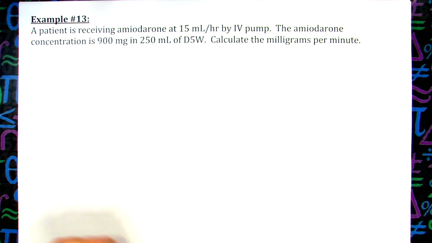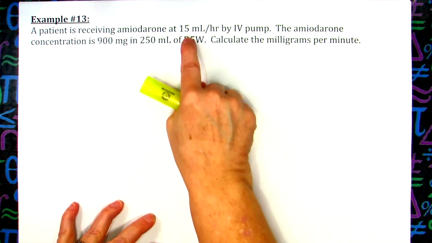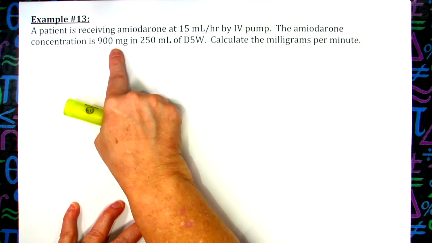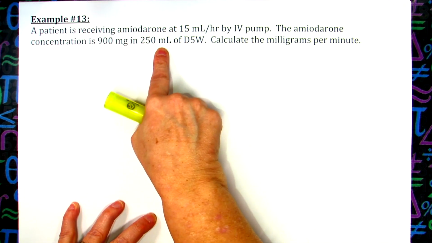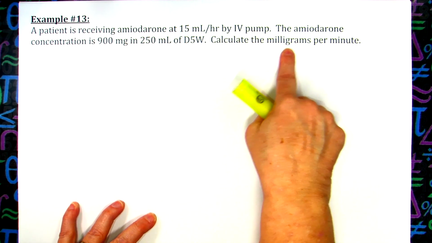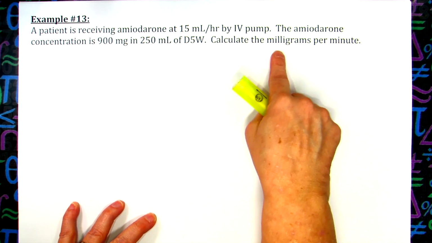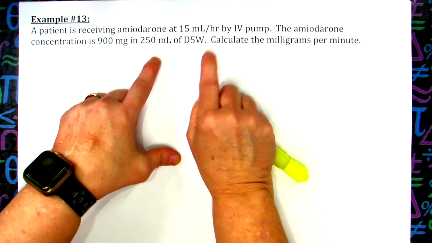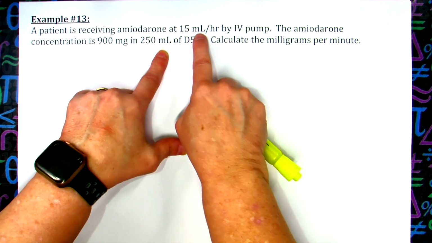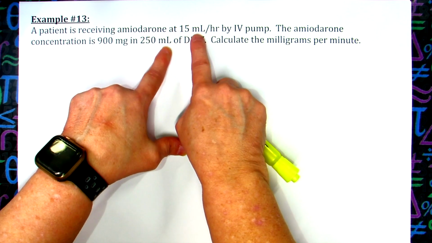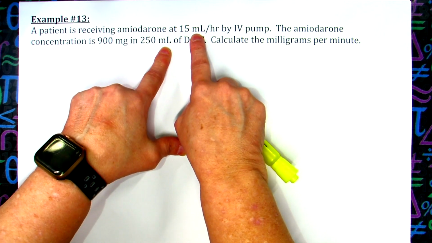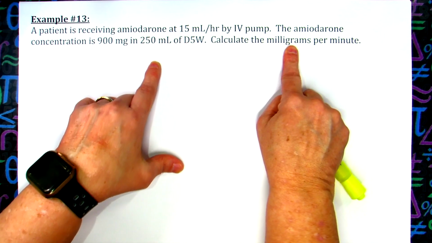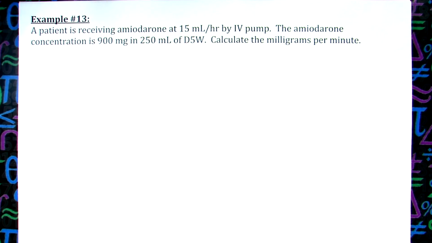Example 13. A patient receiving this 15 milliliters per hour. The concentration is 900 milligrams in 250 milliliters. Calculate milligrams per minute. Okay, so we haven't done a milligrams per minute. All right, but if you look at the two things, what the patient's receiving and what the concentration is, available concentration, you got some milliliters. So this time our milliliters is what's going to have to cross out. We got to get down to just having the milligrams per minute.